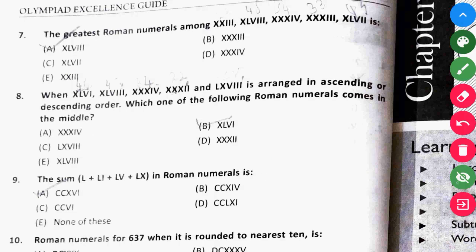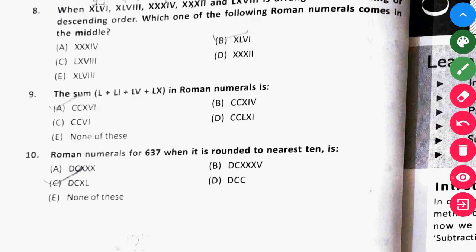So look into the answers. Where is your answer? Okay, they had told that it is rounded to the nearest 10. So the nearest 10 to 37 is 40. So it is written as XL. So DCXL is your answer.